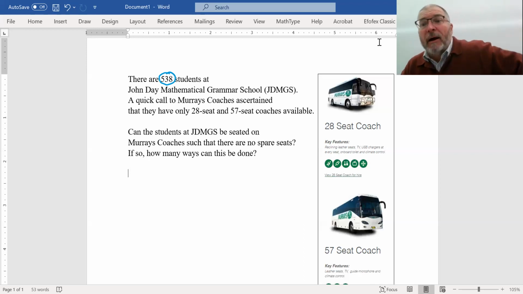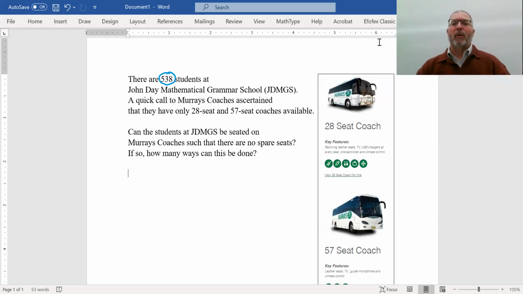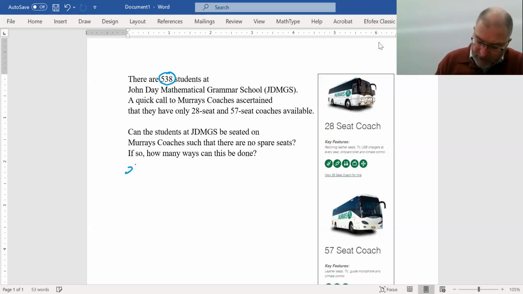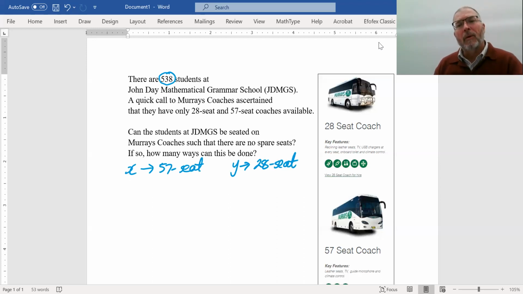Well, let's go all algebra-y, to make up a word, on this question. Let X be the number of 57-seat buses. I'll just write X 57-seaters, and let Y be the number of 28-seaters. How about we start like that?